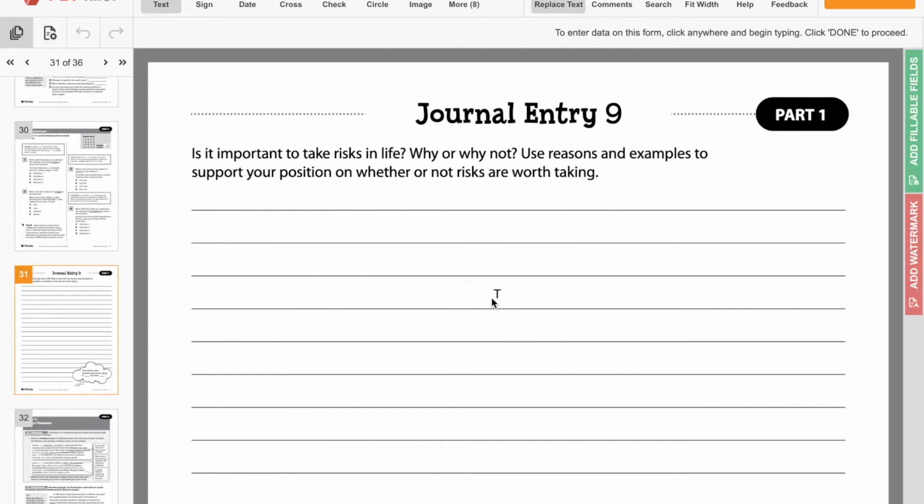Okay, 8th grade, so we are in our writing packet today. This is our last day before summer break, so we're just going to jump right into it here. So we are on page 31 of our writing packet.